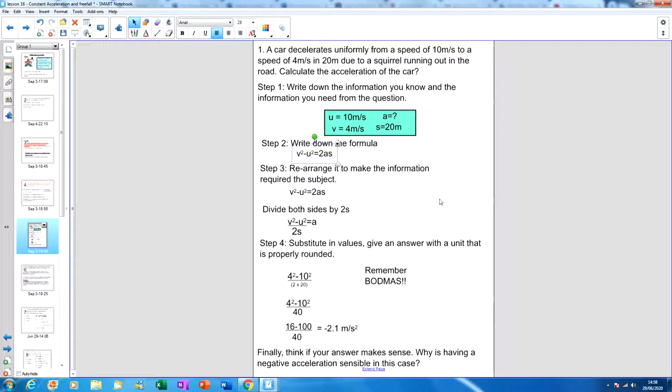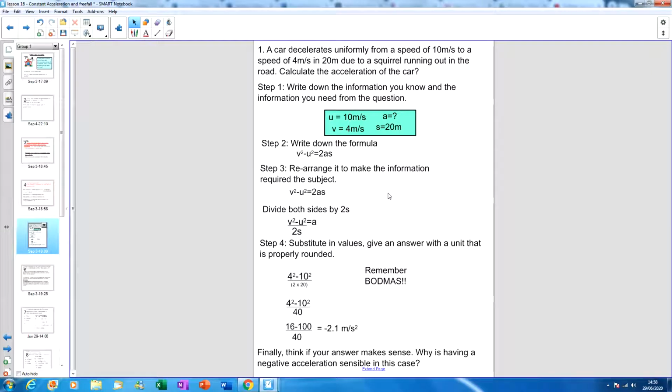The second stage is to write down the formula. So v squared minus u squared equals 2as. Just write it down. We are going to have to manipulate this formula to get to our answer. The third step is always to rearrange the equation to get the thing that we want as the subject of the equation. So our challenge is to rearrange the v squared minus u squared equals 2as equation so that acceleration is the subject. And 2 times a times s is over on the right hand side of this equation.